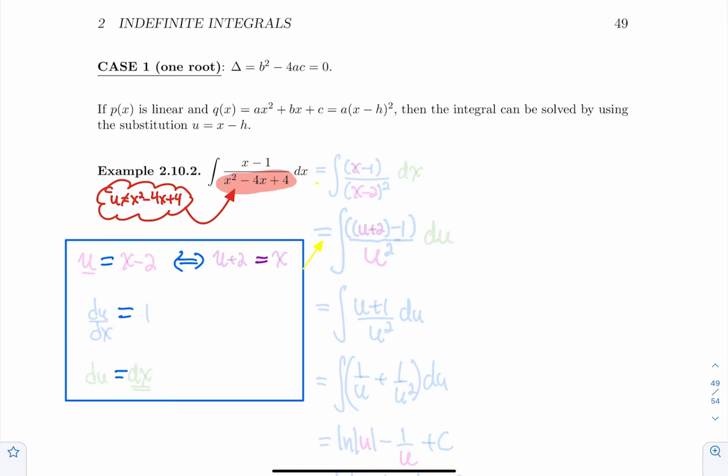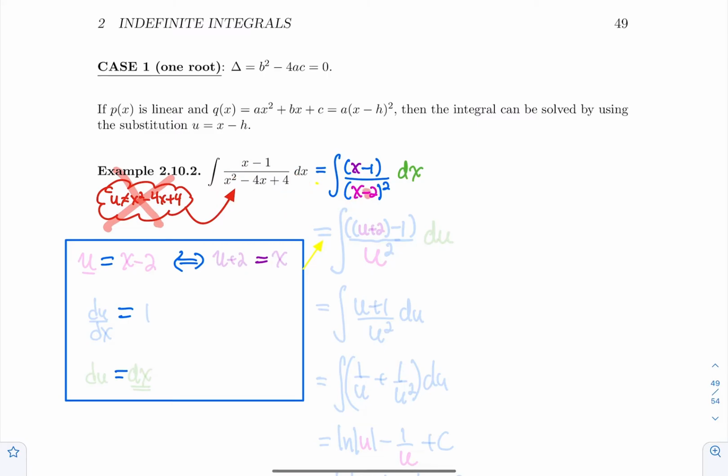But this quadratic equation, x squared minus 4x plus 4, can be factored as (x minus 2) squared. So it's a nice perfect square. Here, x minus 1, I'm keeping it like this for now, but the denominator is (x minus 2) squared. So it has only one root, that root being 2.